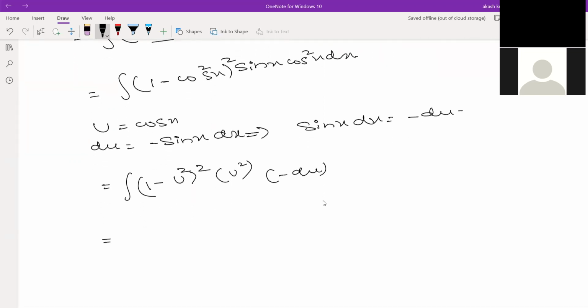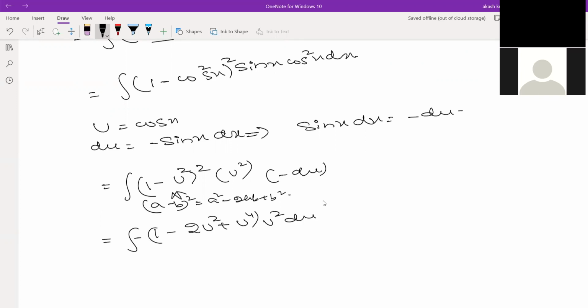Yes. Okay, so now I can say that 1 minus 2u square plus u4. I have applied the a minus b whole square formula: a square minus 2ab plus b square. And then I have u square minus du.